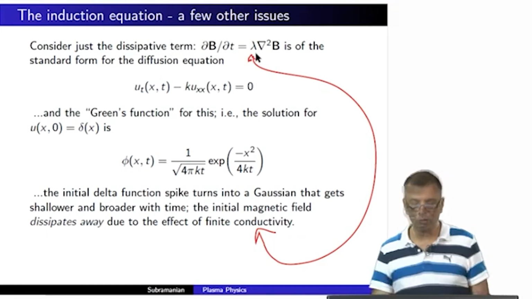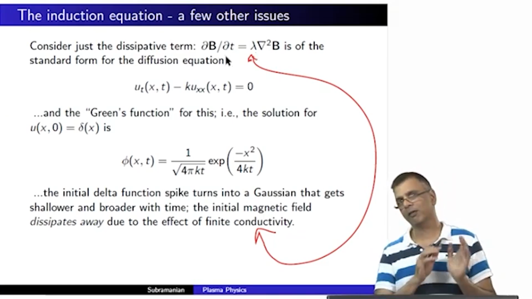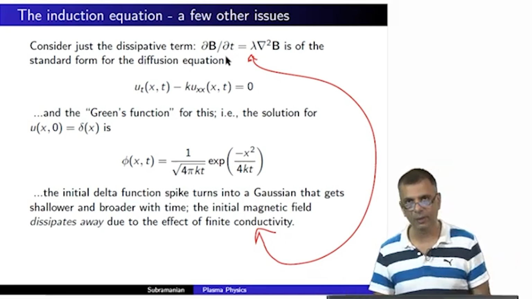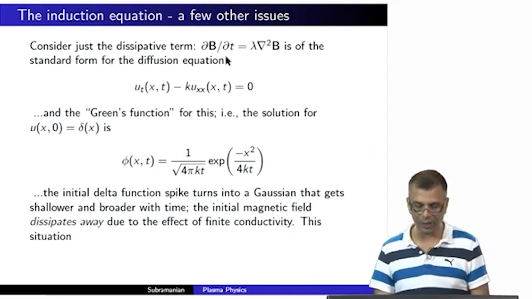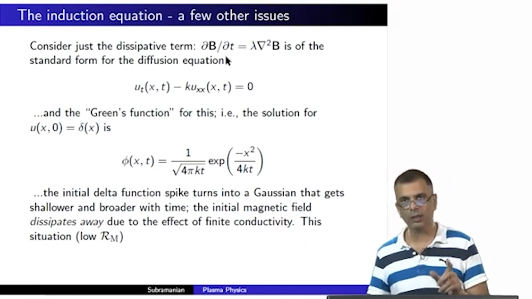So, if the conductivity is infinite, then this term would not be there and the magnetic field would not diffuse away, it would not dissipate away. That is why we made that statement in the previous slide. And this would be a low Reynolds number situation.